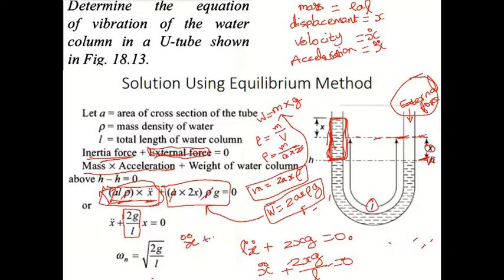Initially it will be written like this for conservation of energy: x double dot plus omega square x equal to 0. This is the formula for conservation of energy. This is the format of conservation of energy, and now we have our equation in the same format. So this is the equilibrium method.